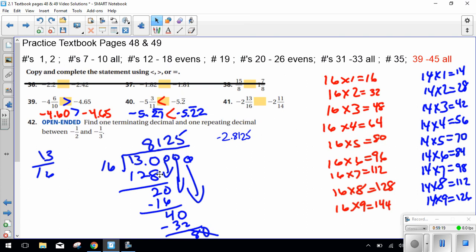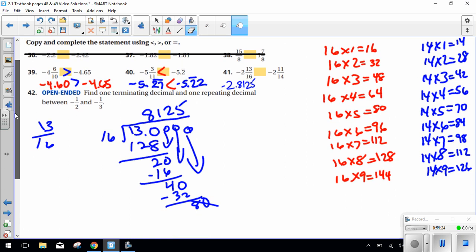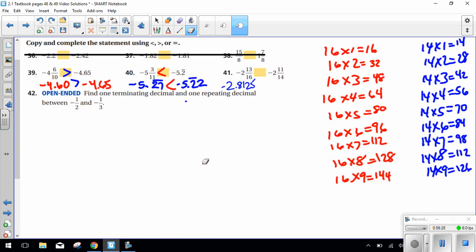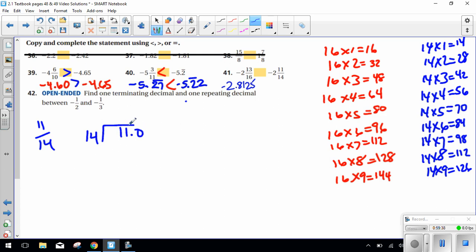So I'm just going to move this answer here, and I'm going to erase the work for negative 2 and 13/16. And we're now going to do the work for negative 2 and 11 over 14. Numerator goes in, denominator stays out. 14 goes into 110 7 times. So 7 times 14 is 98. Okay, 11 becomes 10. 10 minus 8 is 2. That's 12. Add a 0 and bring down.